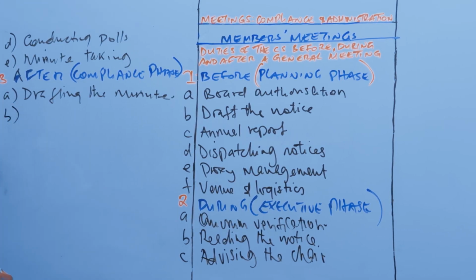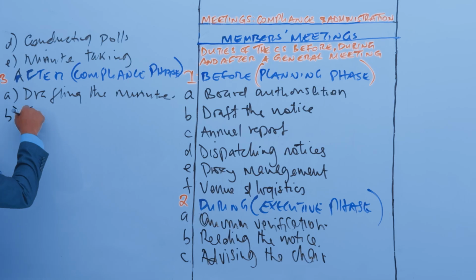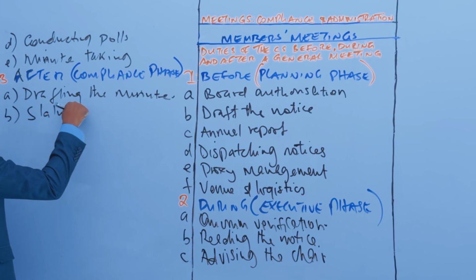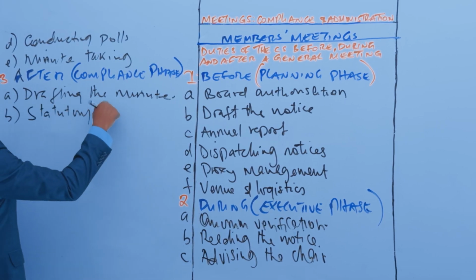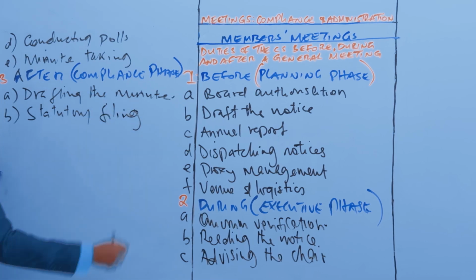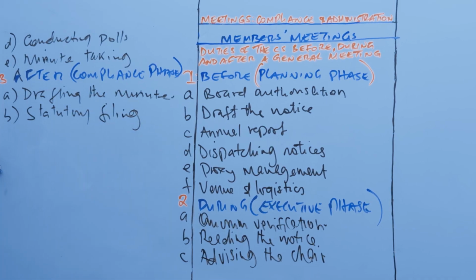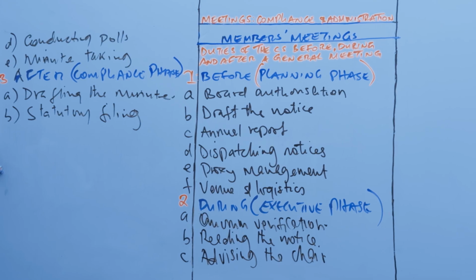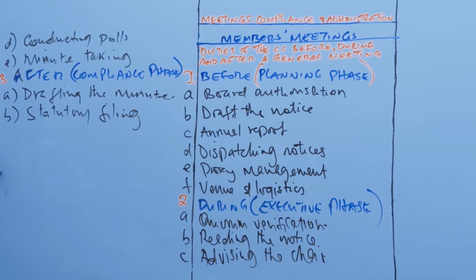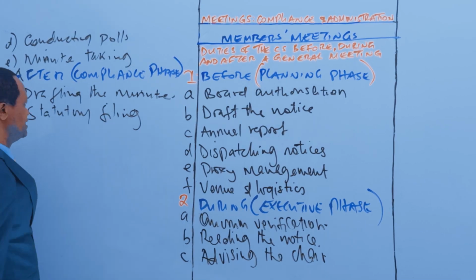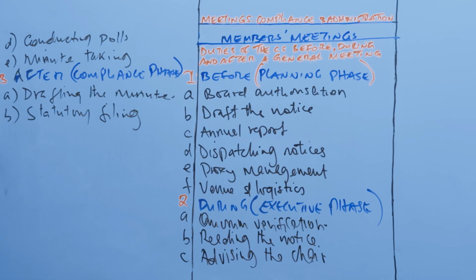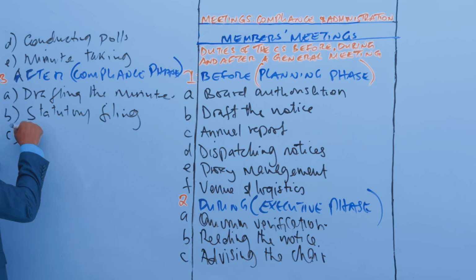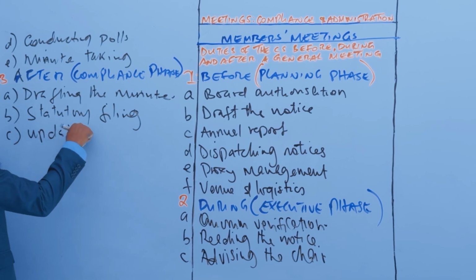The second role or duty is statutory filing with the registrar of companies. That means filing copies of all the special resolutions and certain ordinary resolutions with the registrar of companies within the required deadline, which is usually 14 to 30 days. Then the company secretary also updates the records.